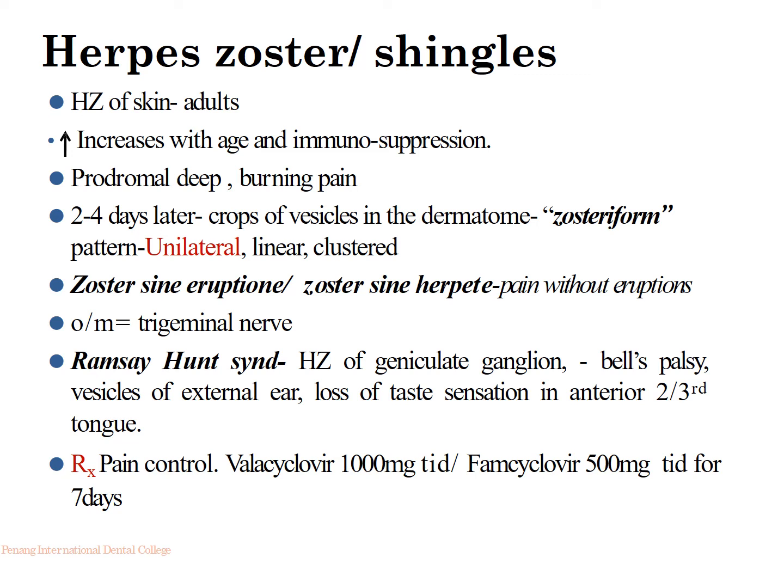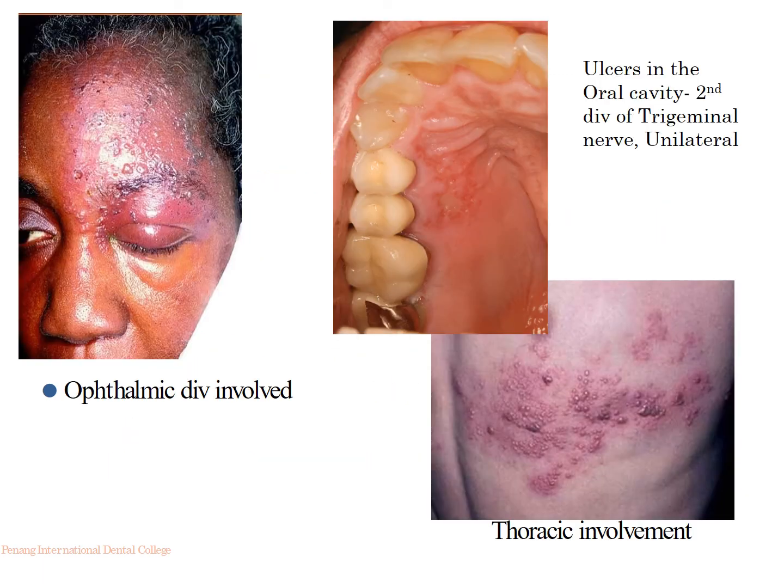And the treatment plan again is pain control. Valacyclovir 1000 milligrams thrice daily or famciclovir 500 milligrams thrice daily for 7 days is the treatment of choice. These are examples of cases with herpes zoster.